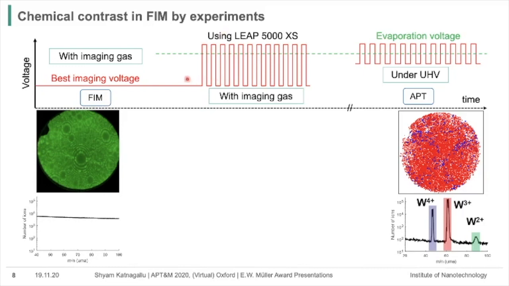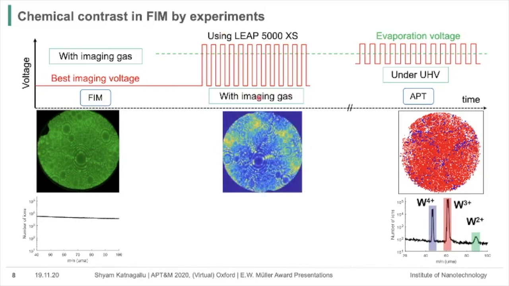So on the screen, since you have an imaging gas and you are near the best imaging voltage, you can obtain a field ion micrograph again. However, since now you are pulsing, you can also obtain a mass spectrum. But because of the imaging gas, you have a huge background and you do not see any clear indication of peaks.